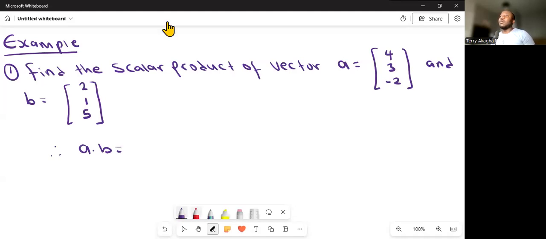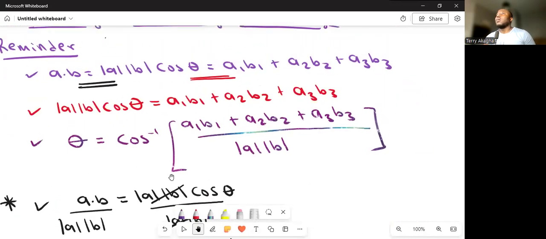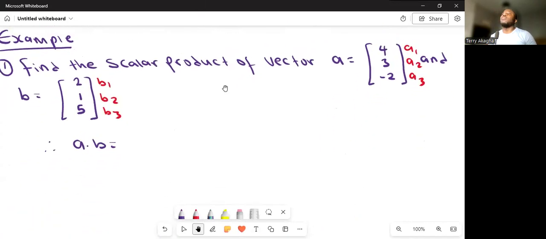If you look at this carefully, we already have A1, A2, A3, and we have B1, B2, and B3. So in order to solve this, we're going to use the second formula: A dot B is equal to A1 B1 plus A2 B2 plus A3 B3, because in this case, we're just given that. So it's going to be equal to A1 B1 plus A2 B2 plus A3 B3.